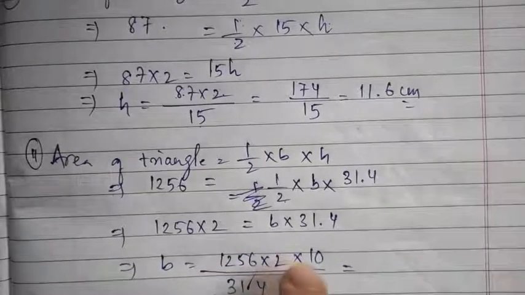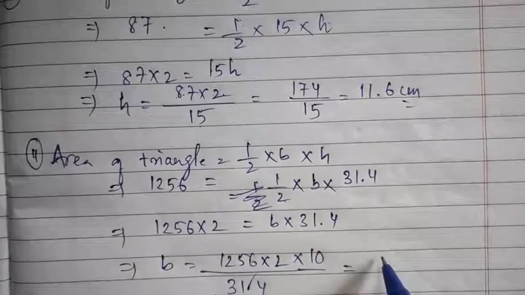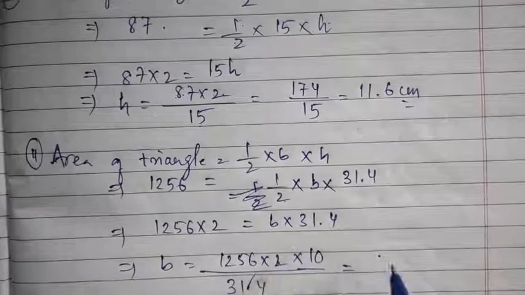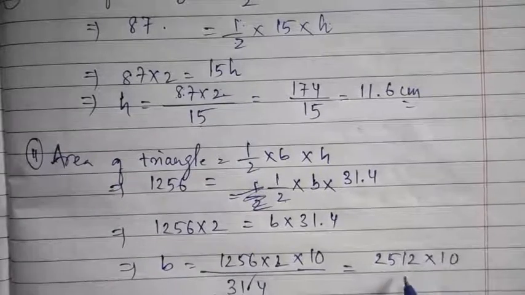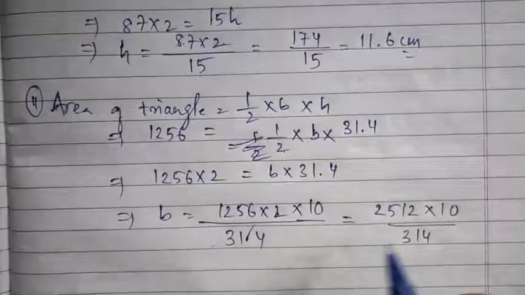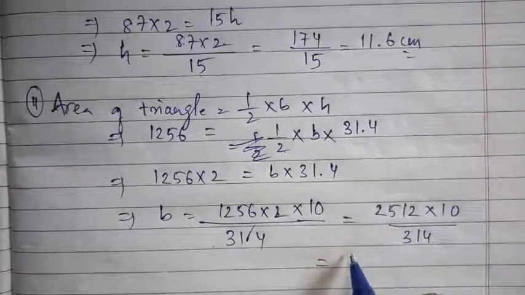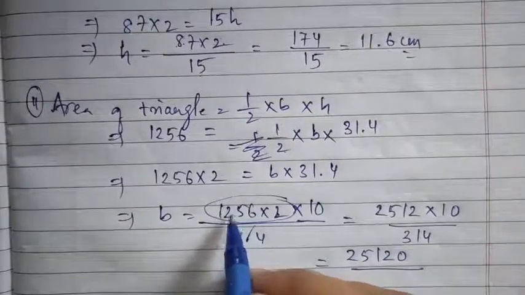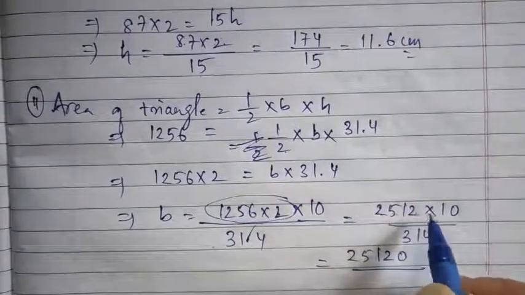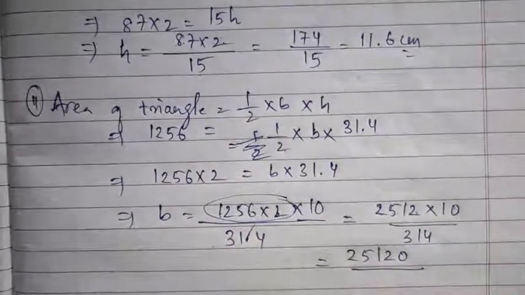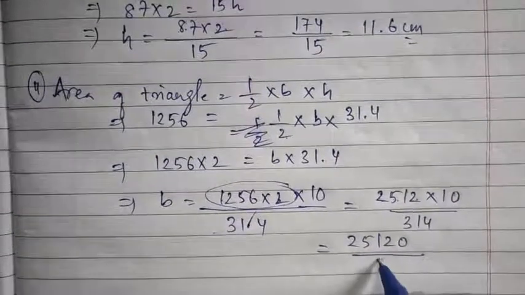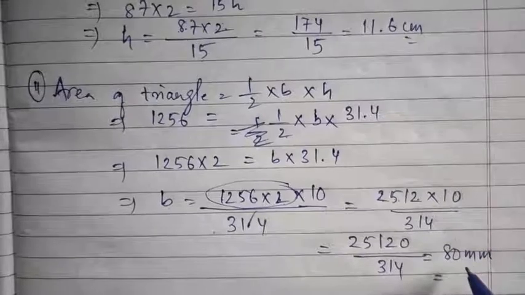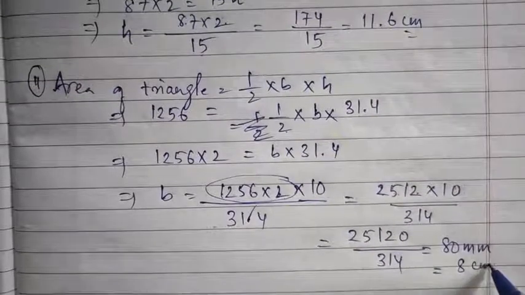1256 into 2 into 10 is, first of all, 1256 into 2 is 2512 into 10 divided by 314. Okay, 2512 into 10 is 25120. I hope you have understood. 1256 into 2 is 2512 into 10 divided by 314. When you divide this, you are going to get 80 mm. If you want to convert this into centimeter, then you may write 8 centimeter.